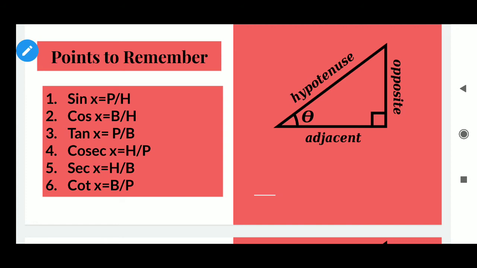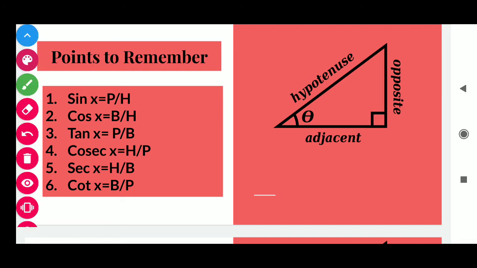So students, here we have the points to remember and the formulas. Sin x is p over h, cos x is b over h, tan x is p over b. P stands for the perpendicular, b stands for base and h stands for hypotenuse. And cosecant x is the reciprocal of sin x, secant x is the reciprocal of cos x, and cot x is the reciprocal of tan x.